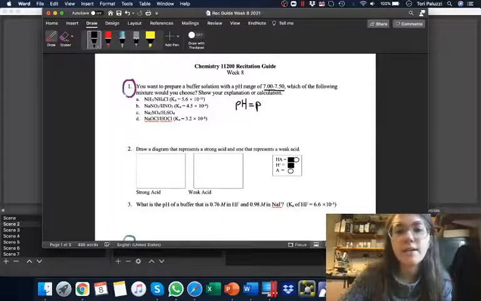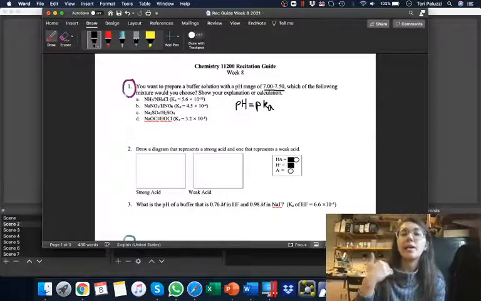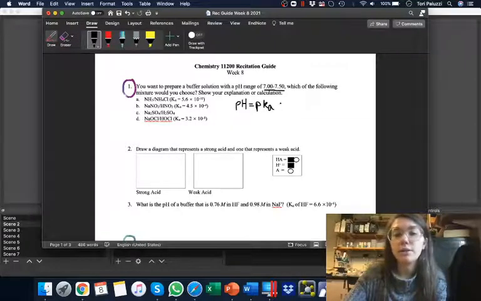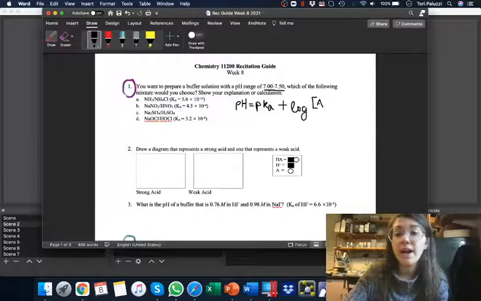But if we took the concentration of the acid and the conjugate base for each of these, I could then say, okay, I don't need to care about this plus log part, because they're all going to be the same, right? So if I have that going forward, I can just ignore the second half, which makes this equation much easier. The pH just equals pKa, which is what we want.